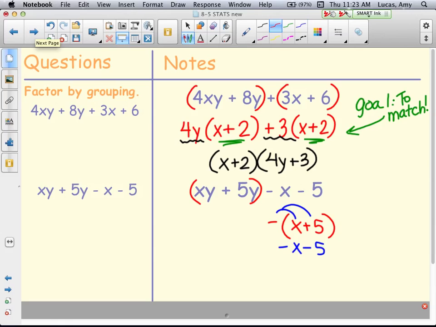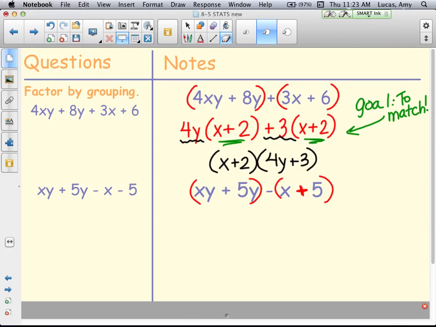So I can have a negative there, but I'm going to have to change this into a plus in order for it to be equivalent. Okay, now taking out the greatest common factor. The greatest common factor in my first set of parentheses looks like they have a y in common. So if I divide out the y, I'm left with x plus 5.